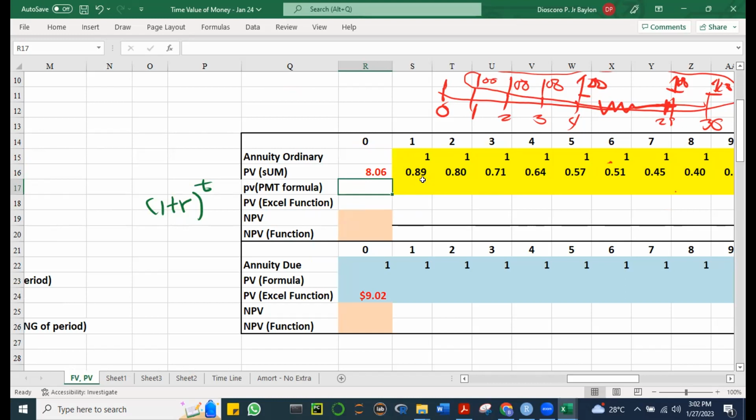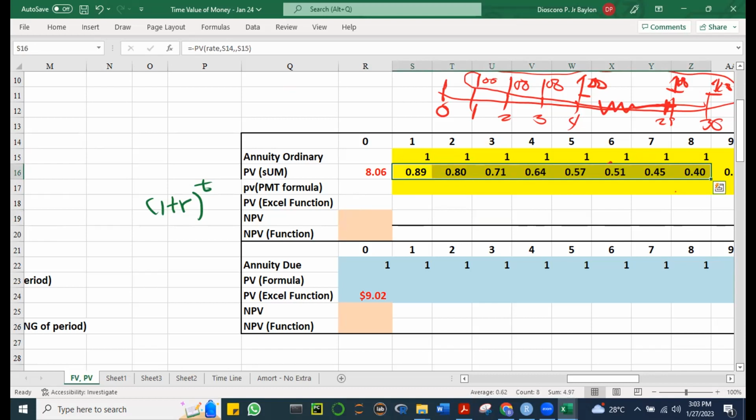So the first method that we used was to convert each one of them to its present value. How much is 1 peso, which will be received after 1 year, with the interest of 12%, how much is it now? The answer is 89 centavos. After 2 years, it's 0.80. After 3 years, it's 0.71. So now these are all present values, so we can add them all. And what we got was 8.06.